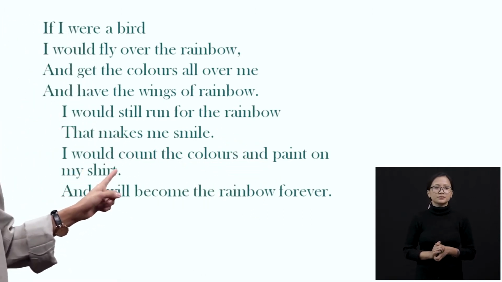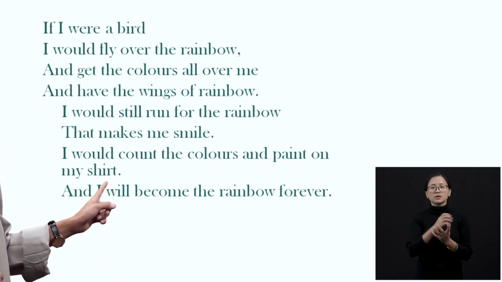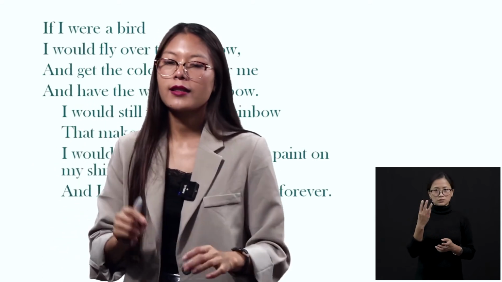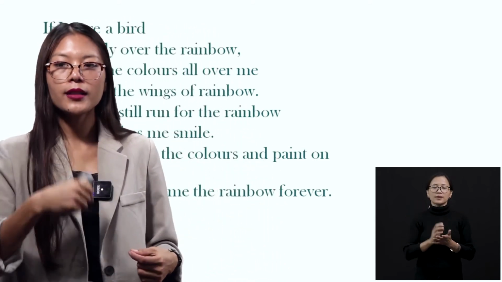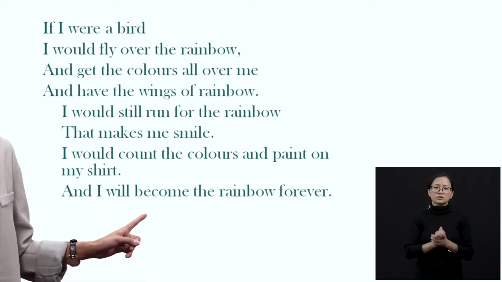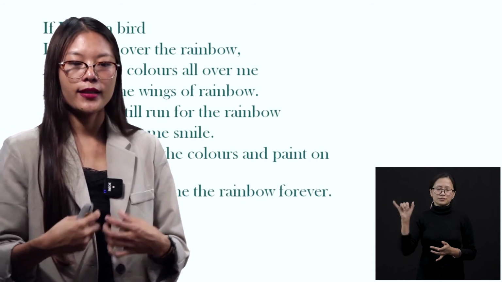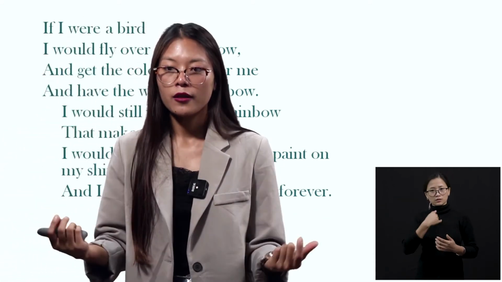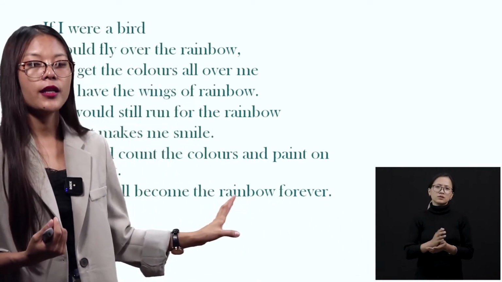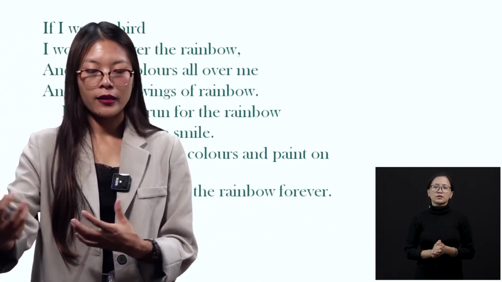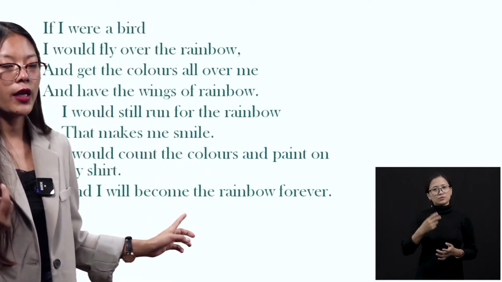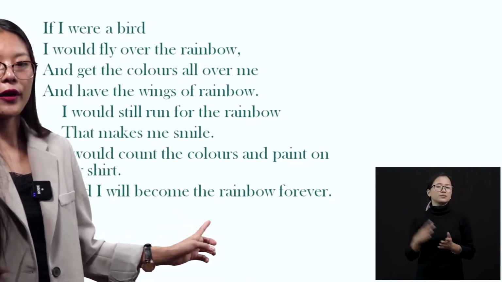Now, next line, I would count the colors and paint on my shirt. See, the boy is saying that he will count the number of colors that are in the rainbow and he will paint his shirt according to the rainbow. And I will become the rainbow forever. See, finally, the boy says that I will become the rainbow myself forever. But that is not possible, right? This is just his imagination, okay? He is imagining that since he liked the rainbow so much, he wished to be the rainbow forever, okay? He wants to become the rainbow forever, okay?